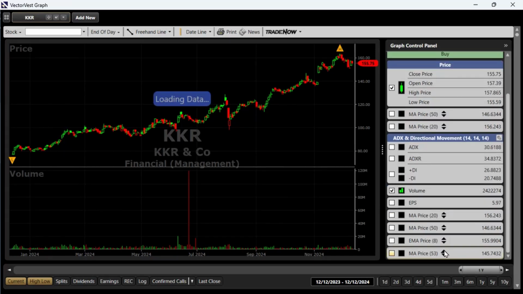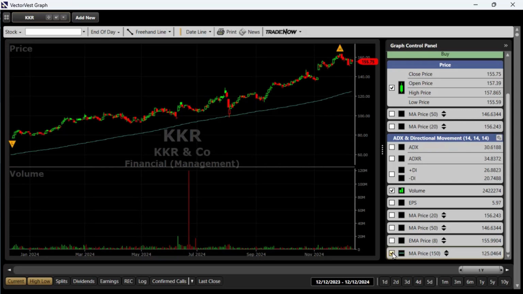I will raise this to a 150-day moving average. You can also use the 200, very, very similar. If I check the box, you can see that over this 1 year time period, the price has been above the 150-day moving average the entire time. So we're looking at a long-term uptrend.